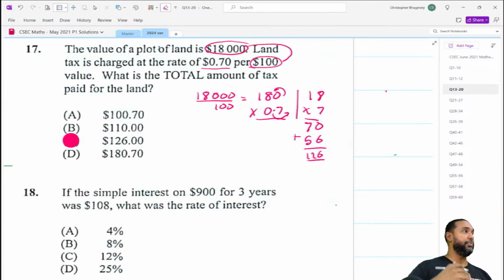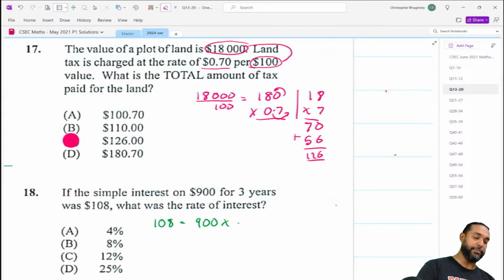One way you could do it is with the transposition way, working backwards. The other way is a different way, but I'll show you both. So the simple interest is 108. In that sentence, some people get a bit lost. They don't realize what they're telling them. So the simple interest is 108 on 900, which is the principal, we don't know the rate, by 3 years.